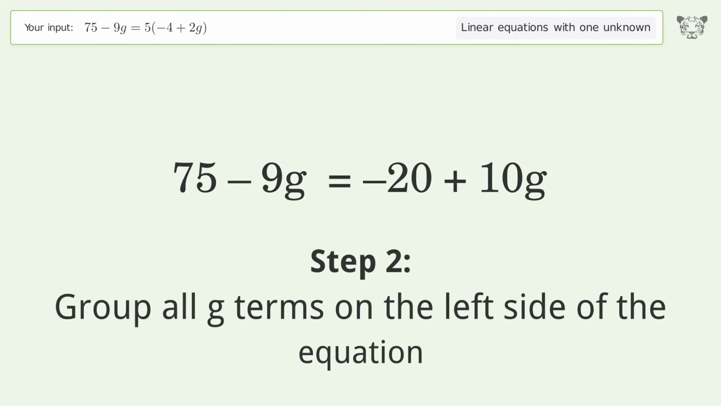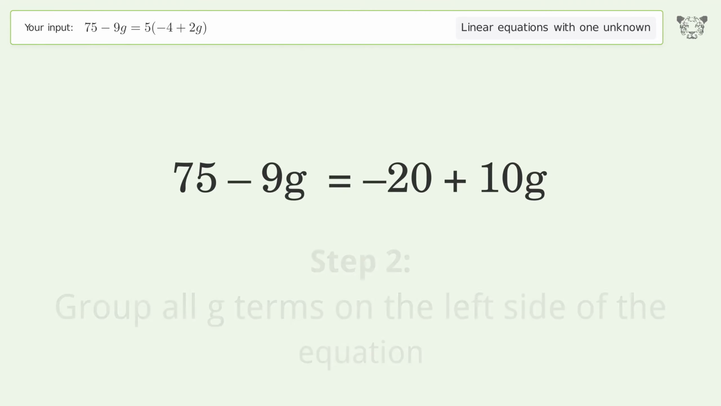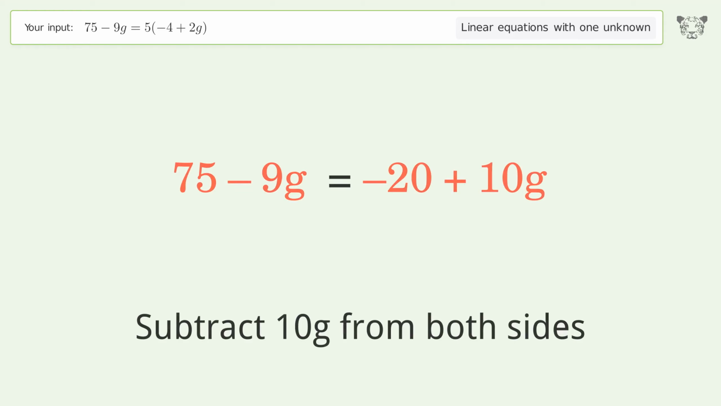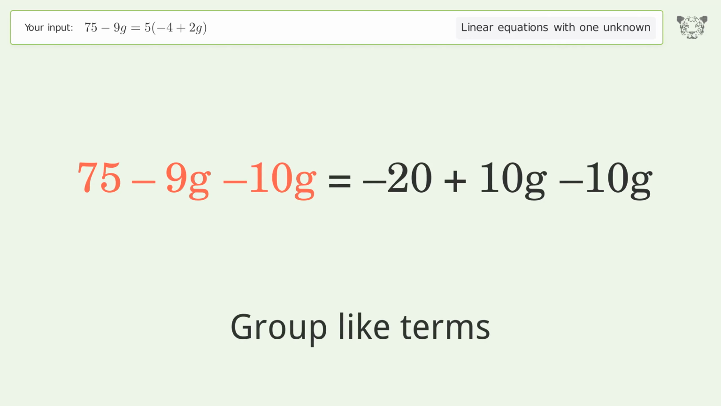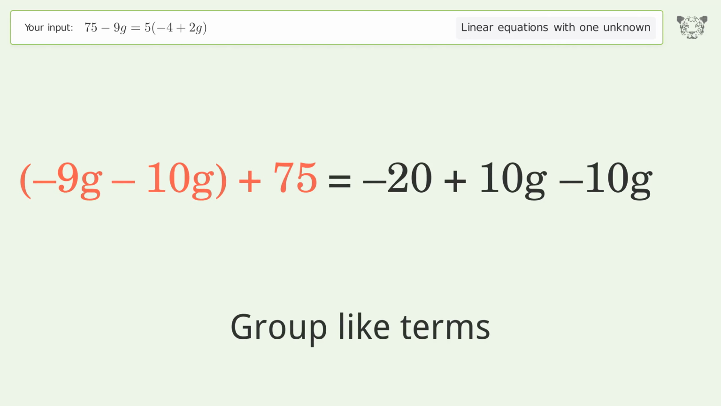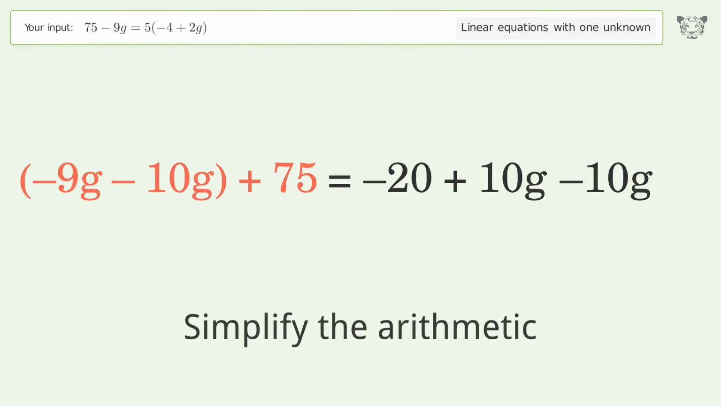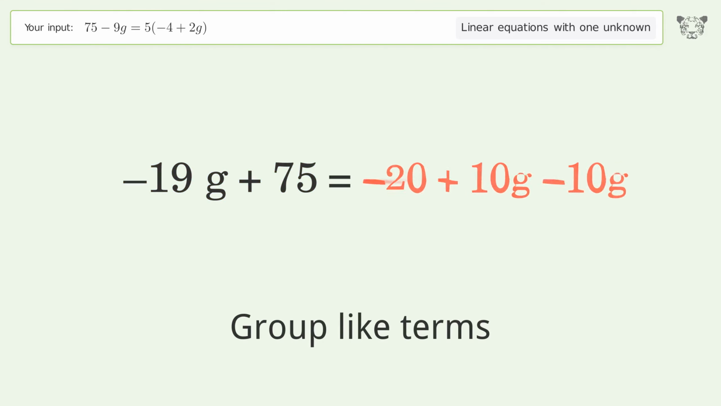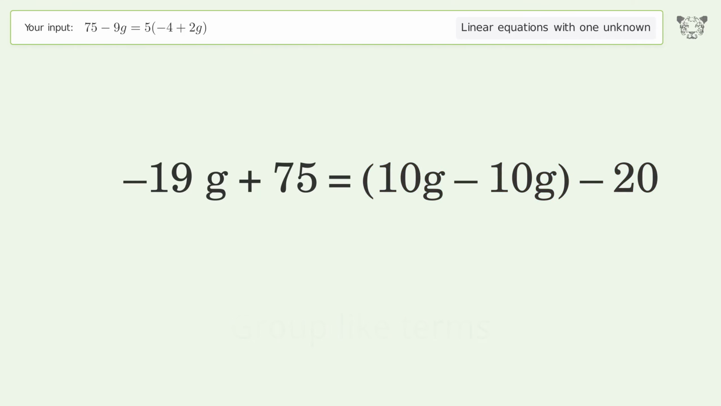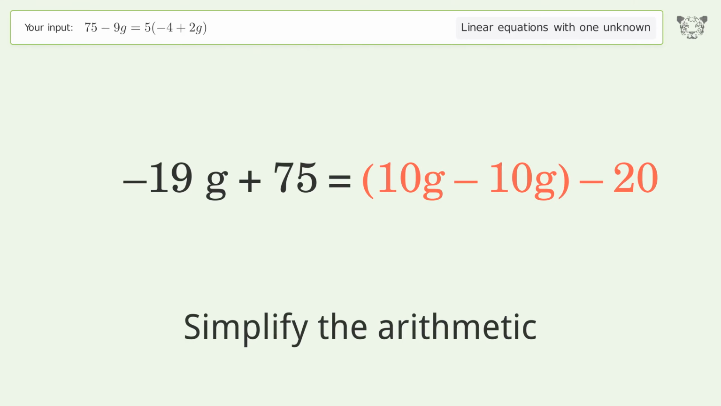Group all g terms on the left side of the equation. Subtract 10g from both sides. Group like terms. Simplify the arithmetic. Group like terms. Simplify the arithmetic.